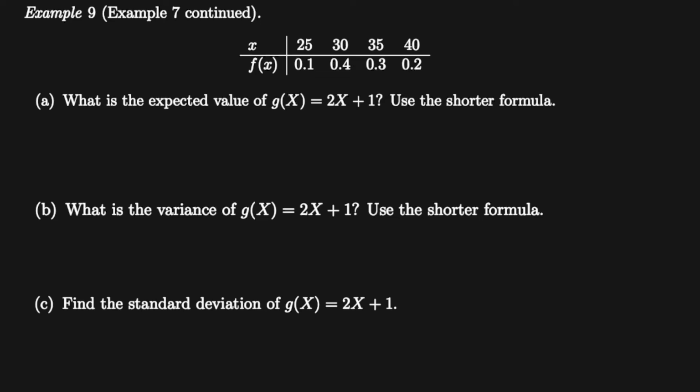So now we can move on to example 9, which is part A is asking what is the expected value of g of x, which is equal to 2x plus 1. B is asking what is the variance of g of x, and C is asking for the standard deviation.